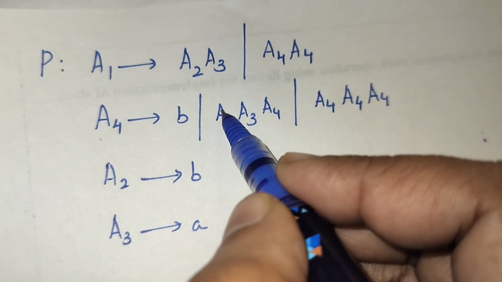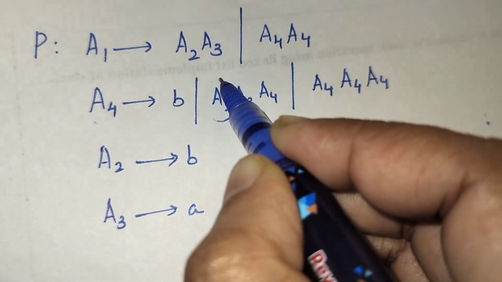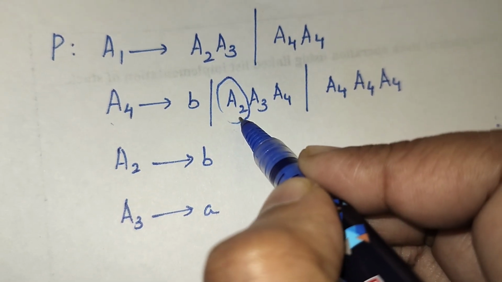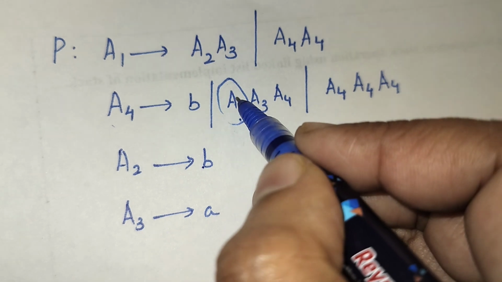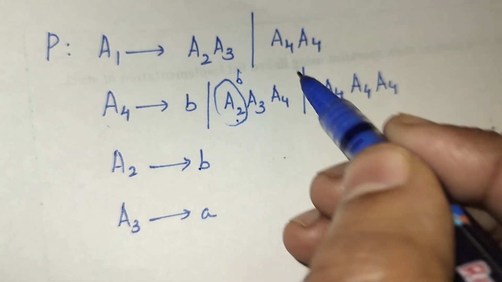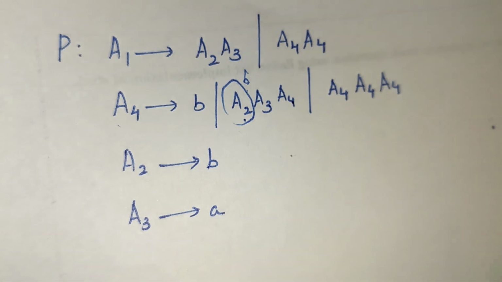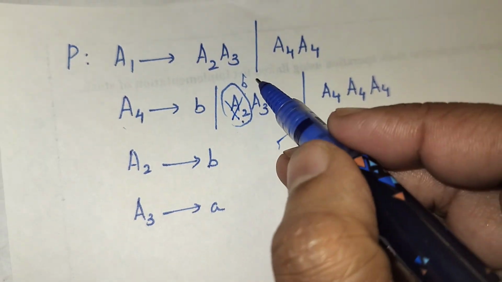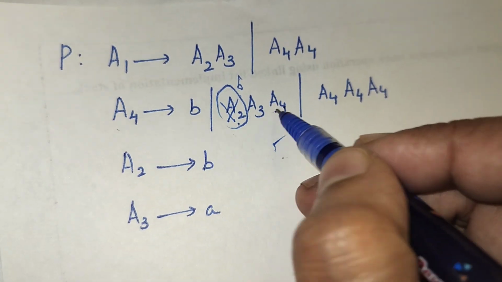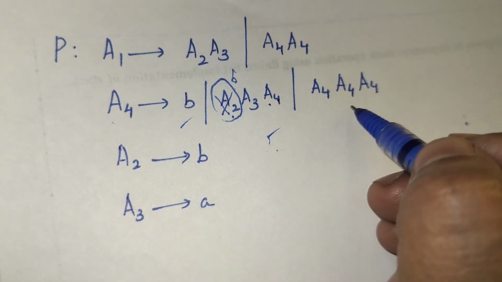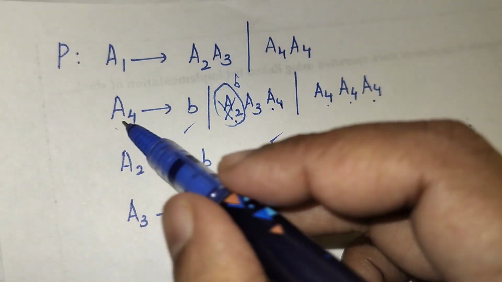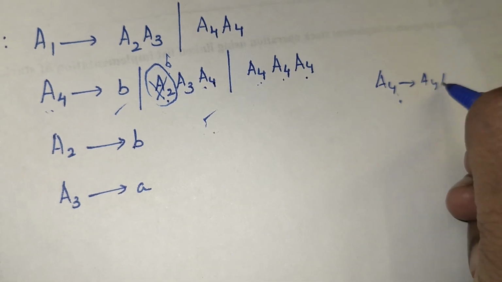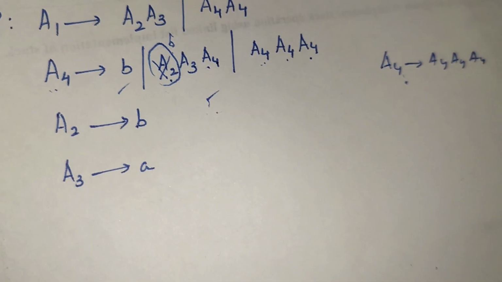So whenever the condition is violated, we should replace the first non-terminal with the corresponding production. So what is the first non-terminal here? A2. What is A2? B. So in place of A2, you can write B. So that is B, A3, A4. This is in GNF now. What about this one? A4 gives A4, A4, A4. This is not in GNF, so we need to change.